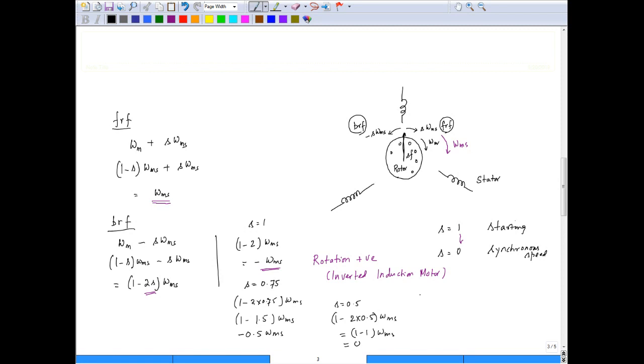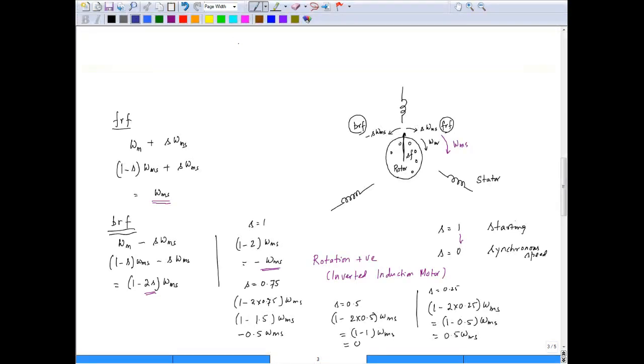Now, what happens if s is still reduced? If s is 0.25, the reverse rotating field or the backward rotating field will have the speed that's equal to 1 minus 2 into 0.25 into omega ms, that's equal to 1 minus 0.5 into omega ms, that's equal to 0.5 omega ms. So the speed of the rotating field has become positive from negative. So it is an inverted machine. If the speed is positive, the motor torque will be negative, and so on. So we can draw the overall equivalent torque speed characteristic.